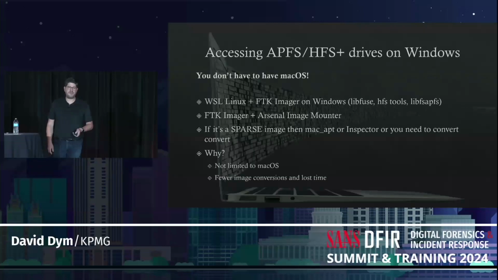Reading images without a Mac. This is a fun little thing I was doing. You can use Windows Subsystem for Linux plus FTK Imager, or you can do FTK Imager with Arsenal Image Mounter to get an APFS or HFS drive without having to install any other third-party software. Unfortunately, with sparse, you're kind of out of luck. You're going to need to convert it or use Inspector, or you can use MacApt, of course. I love MacApt. It's great.